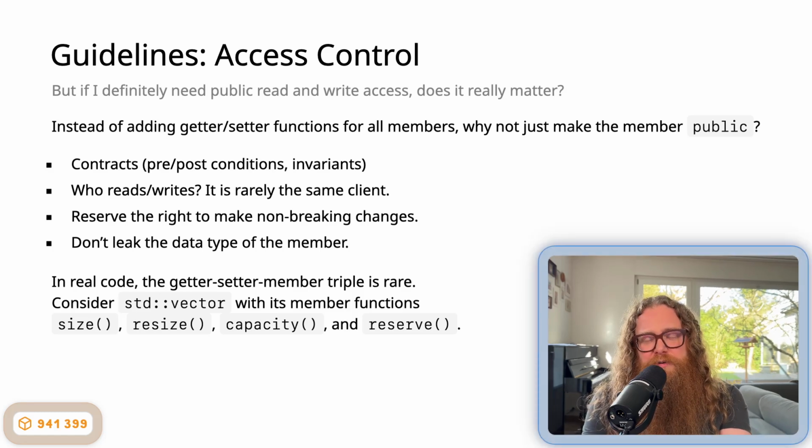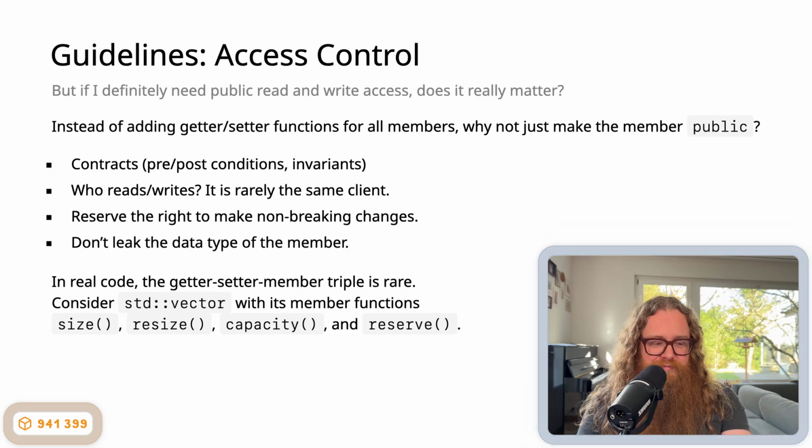And also another reason why you should not focus on those getters and setters too much. Very often, in practice, this triple, the getter setter member triple, is actually quite rare. While we are at vector, the example here, when we look at the member functions of the vector, of course it has getters for the size and the capacity, but there is no setter for the size or a setter for the capacity, because setting the size has other side effects.